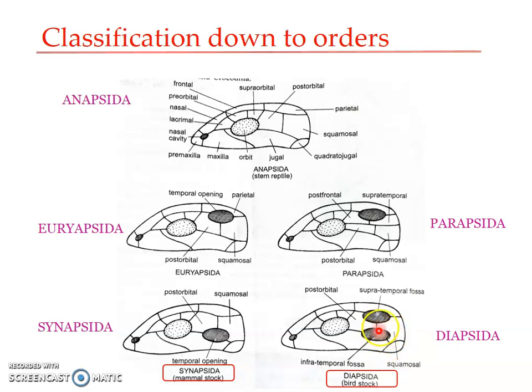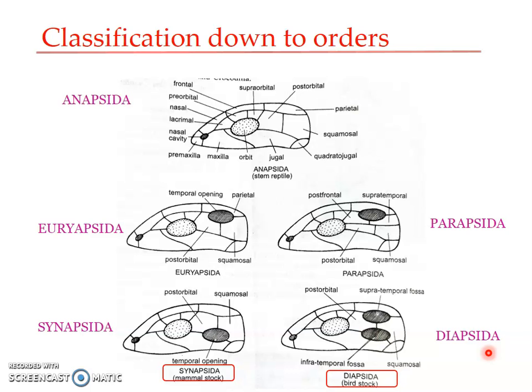Okay, so these two fossae are separated by a bony plate from the postorbital and squamosal bones. Due to the presence of these two temporal fossae, the name Diapsida has come. So, two temporal fossae on each side of the skull, separated by a bar of postorbital and squamosal bones. I hope it is clear.